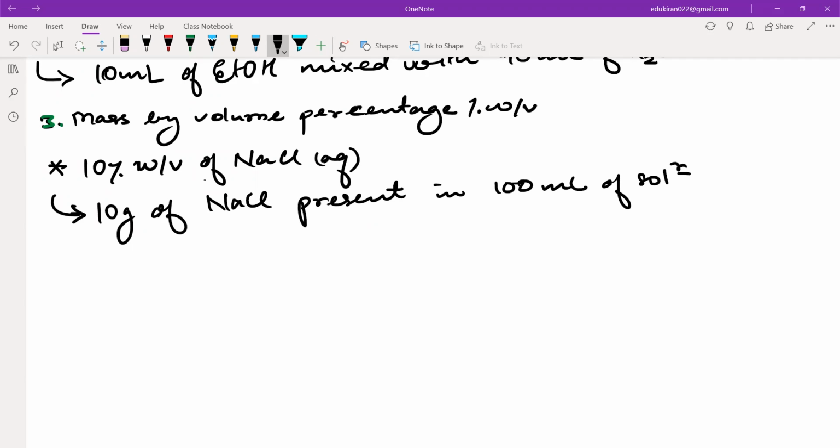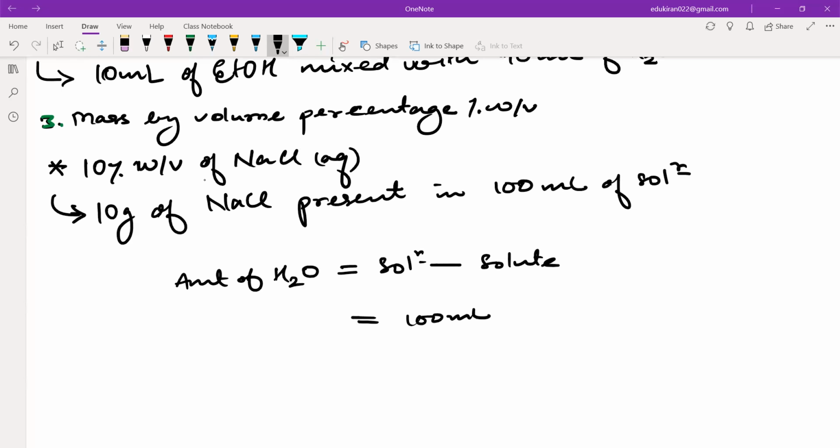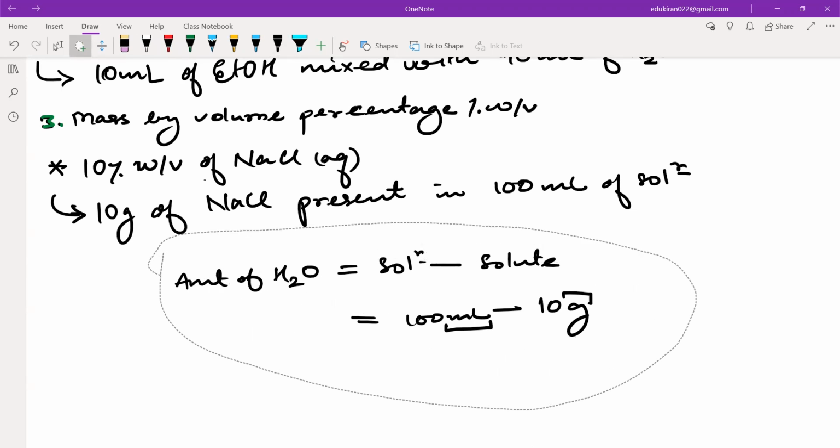You cannot see anything about the solvent, how much water is present. Why? Because the amount of water, that is the solvent, would be equal to solution minus solute. The solution is given as 100 ml and the solute as 10 gram. If the units are different, you cannot subtract or add them. So you cannot say anything about the amount of water. It will depend on the density of the solution, which is completely another thing.